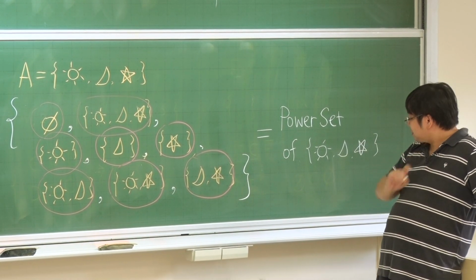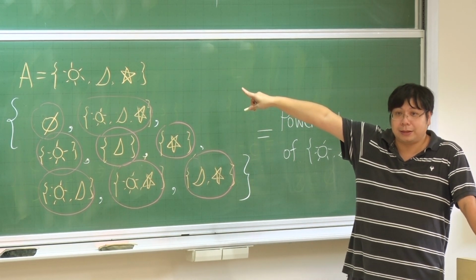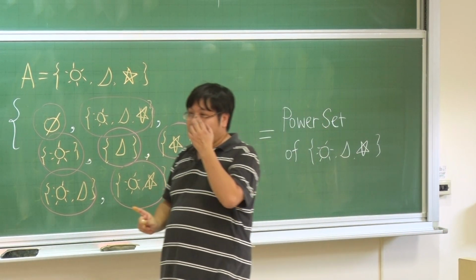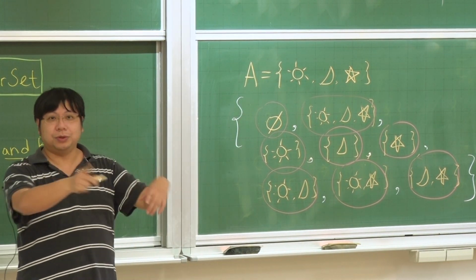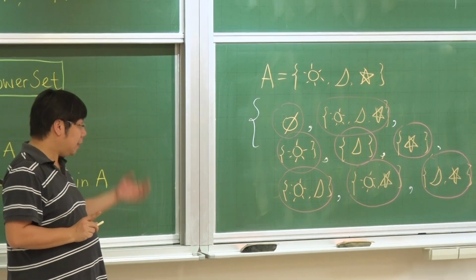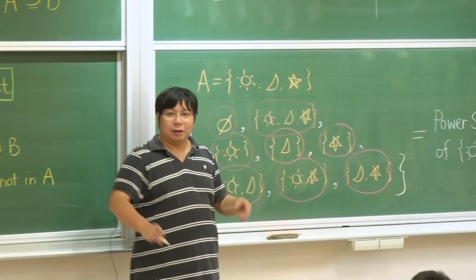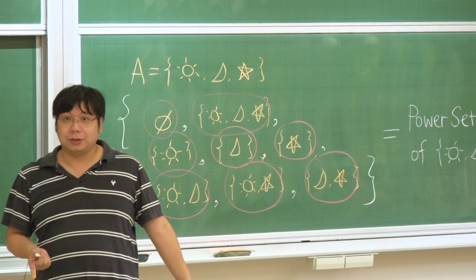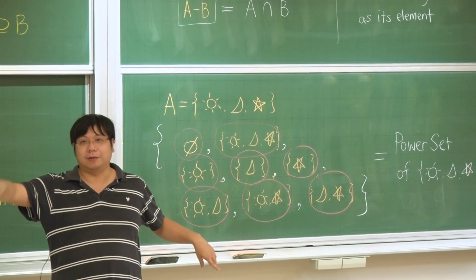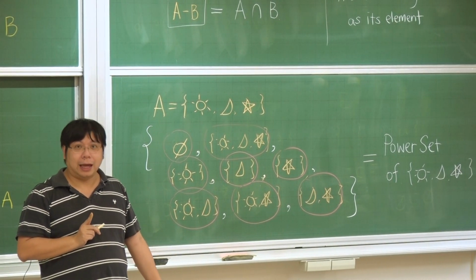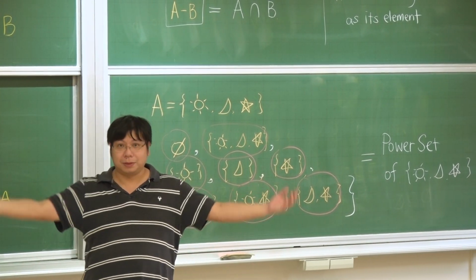Let me quickly ask you something. There are 8 items when A is sun, moon, star. Let's change it a little bit. Let's say A this time contains the 3 integers 1, 2, 3. Then you will have a different power set, right? You have the empty set, a subset that contains 1, a subset that contains 2, and so on. In that case, how many elements are there in the power set of this new A? 8, right? 8.